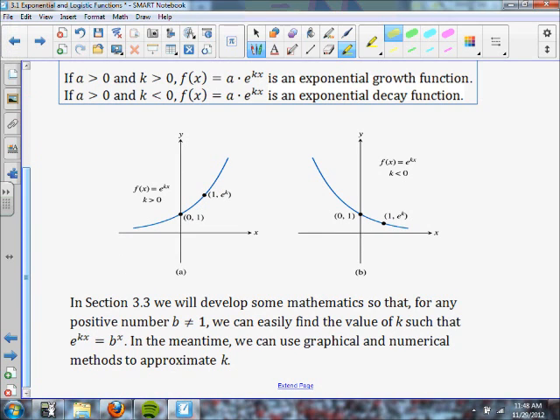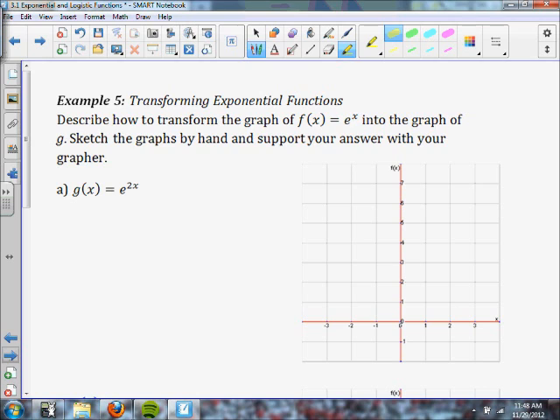In section 3.3, we're going to develop some mathematics so that for any positive number, we can easily find the value of k such that e to the kx equals b to the x. In the meantime, we're just going to worry about it graphically. Okay? So let's look at example 5. Describe how to transform the graph of f of x equals e to the x into the graph of g. Sketch the graphs by hand and support your answer with the grapher.